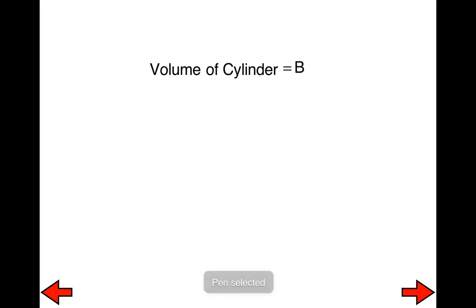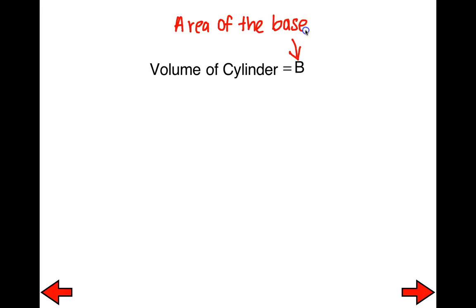Let's take a look at what a cylinder looks like and how to find the volume of it. So first of all, in order to find the volume of a cylinder, you're going to go ahead and take the area of the base. And so what we use is a capital B to represent that. So in your notes, I want you to write a capital B stands for the area of the base. So notice it's not a lowercase b, it's a capital B.